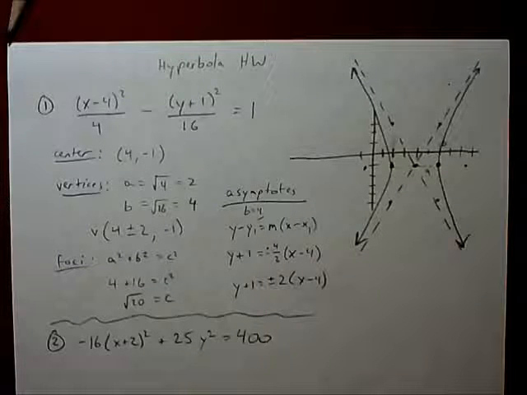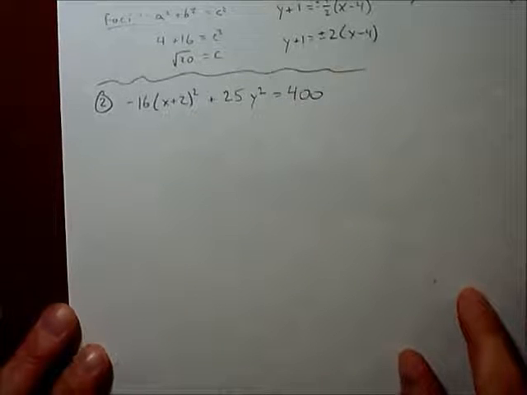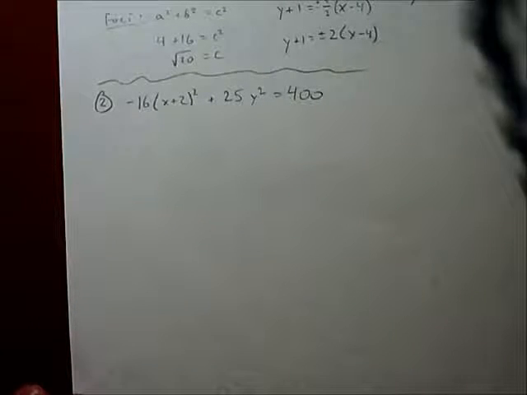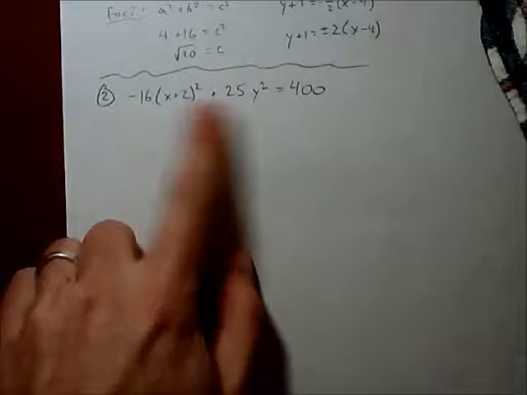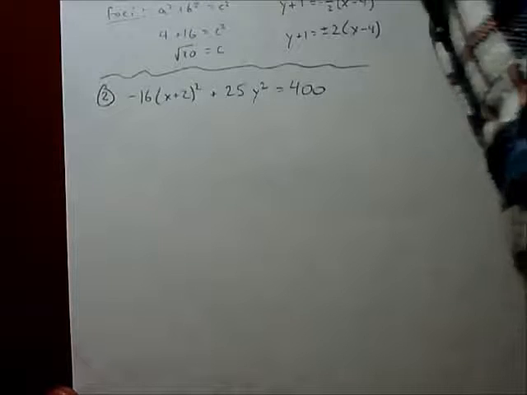Okay, so let's move on now to number 2. If we look at number 2, again we see x and y are both squared, but we have one that's positive, one that's negative. Therefore, this will be a hyperbola when we graph it.